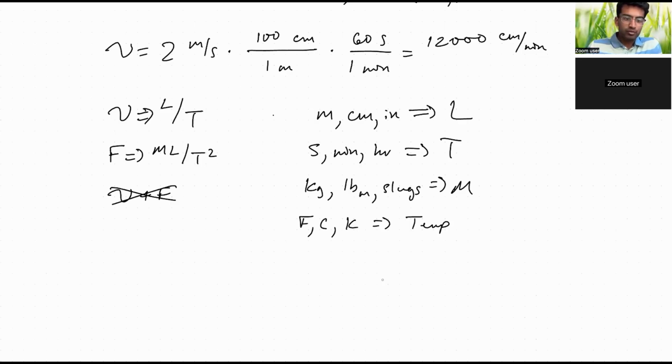Now, what does it mean for something to be dimensionless? Something like a pi group. It means it does not matter what the fundamental dimensions are. It has no dimensions, or it has no units. It's a number that has no units, essentially.